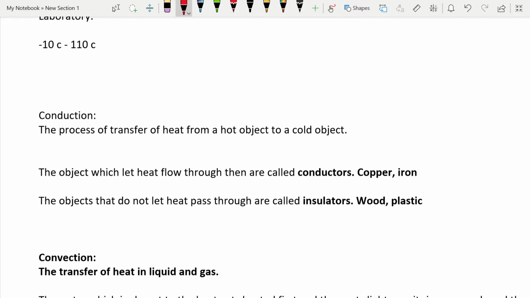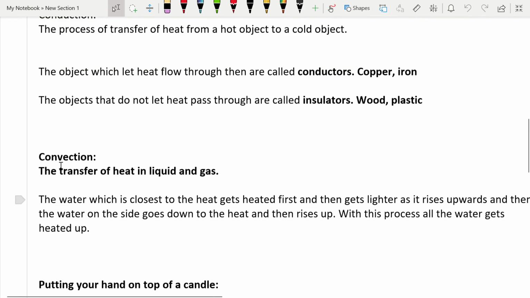Conduction. Conduction is the process of transfer of heat from a hot object to a cold object. The objects which let heat flow through them are called conductors. Example, copper or iron. You normally cook with vessels made of copper, iron, or other metals. But the objects that do not let heat pass through them are called insulators. Example, wood or plastic. You might have seen that a vessel has a handle made of wood or plastic, so that part does not get warm.